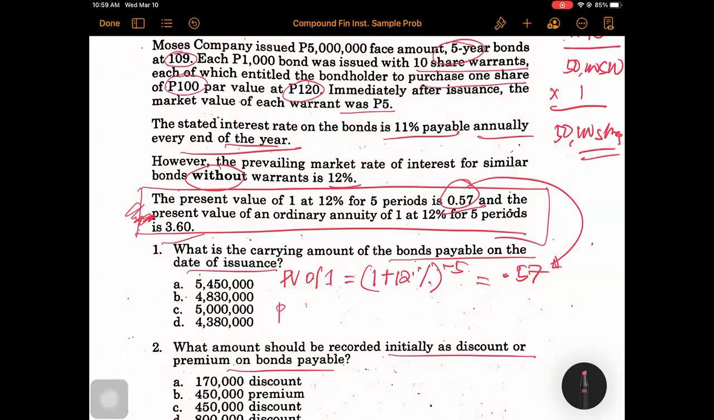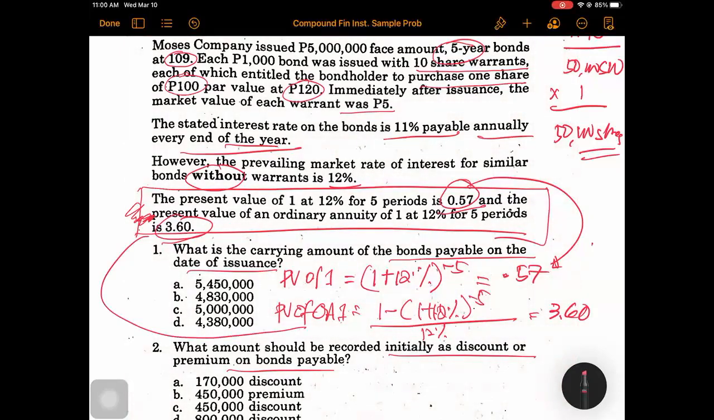Okay, PV of ordinary annuity, that's 1 minus 1 plus 12% raised to negative 5, divided by 12%. Di ba? 1.12 raised to negative 5, 1 minus that, divided by 0.12. So that's 3.60. Oh, that's why kani 3.60 gyud ang pagkuha, mao ni siya. Okay, so we have now the present values.